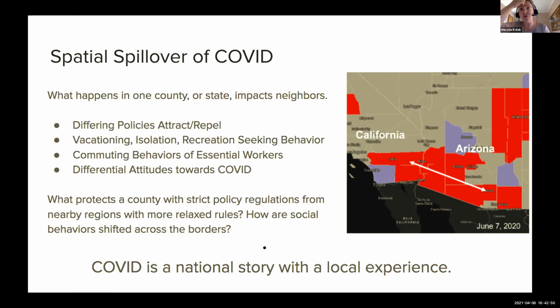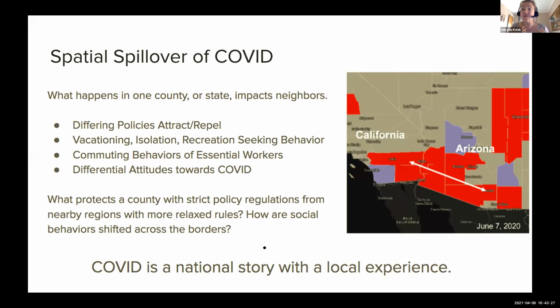The New York Times did feature the atlas in one of its works at the beginning of the pandemic, where they were able to use the atlas to show how vacationing behavior, well, maybe this is more isolation seeking behaviors of New Yorkers going to their recreational homes in the suburbs of NYC actually shifted and developed some hotspots from that perspective. There are also different commuting behaviors of essential workers. That is going to be a big factor.